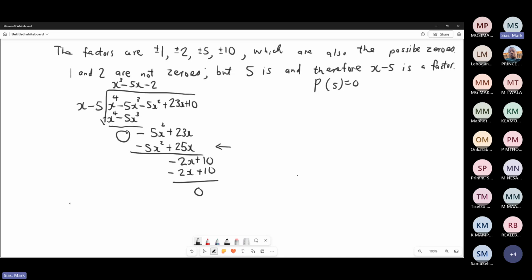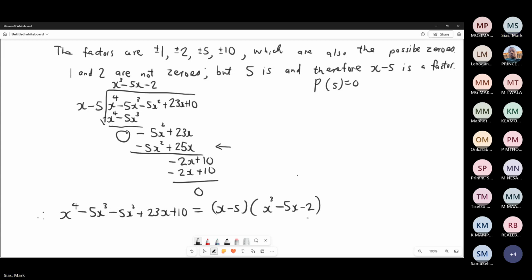We found the quotient. Therefore, currently we have that polynomial, that fourth degree or quartic polynomial, x to the 4 minus 5x cubed minus 5x squared plus 23x plus 10. That may be written as a linear factor x minus 5 multiplied by a cubic polynomial, x cubed minus 5x minus 2, right? So that's where we are currently.